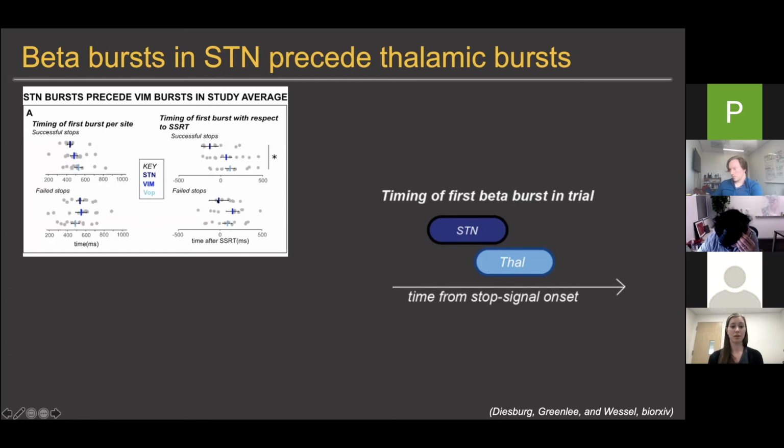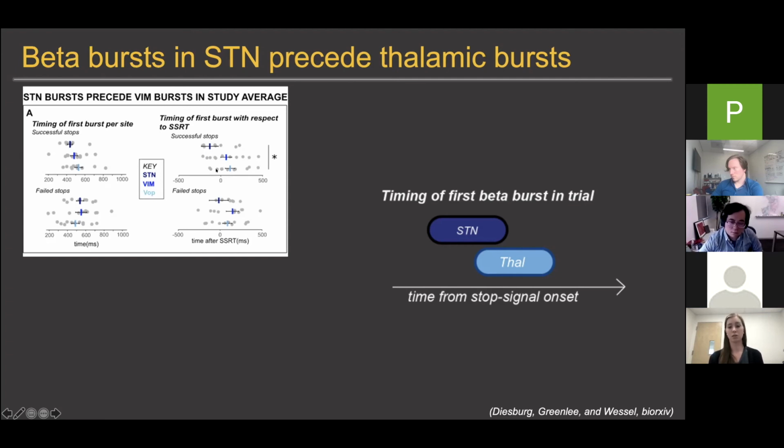So we calculated the timing of first bursts in subcortical regions, particularly looking at this with respect to individual participant stop signal reaction time. On the sample level first, understanding of course that STN recordings and thalamic recordings came from different individuals, what we found is that during successful stops, bursts tended to occur earlier in the STN compared to bursts in the thalamus.